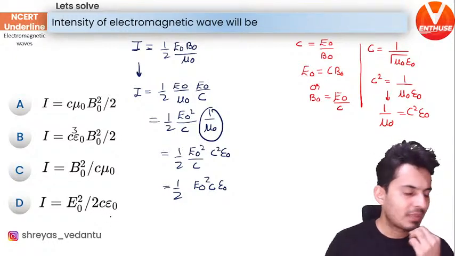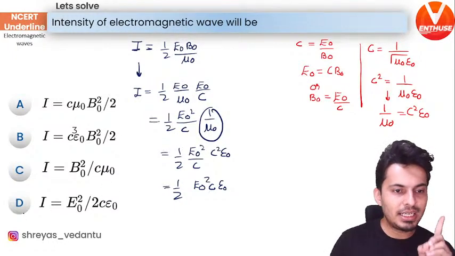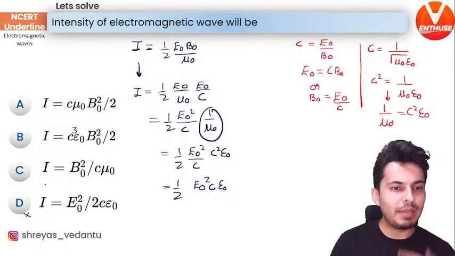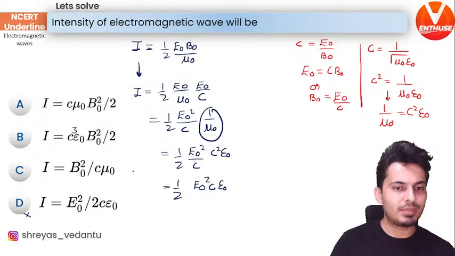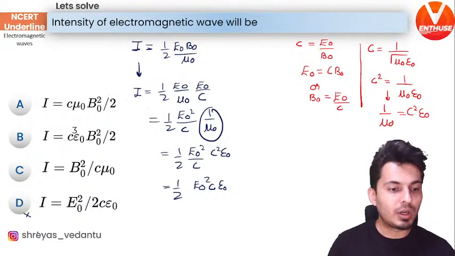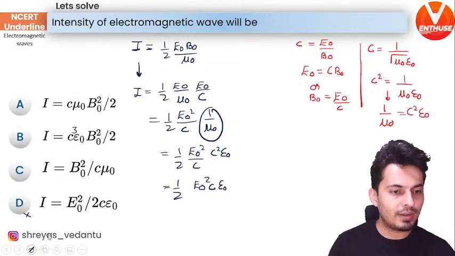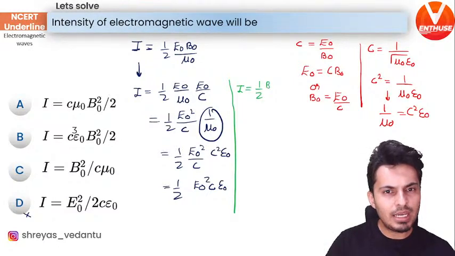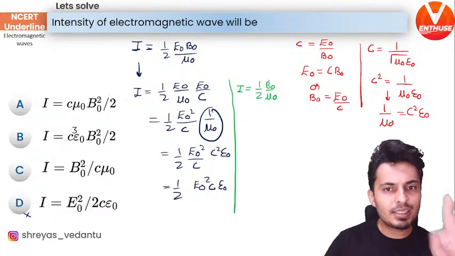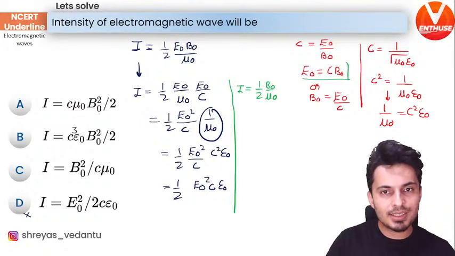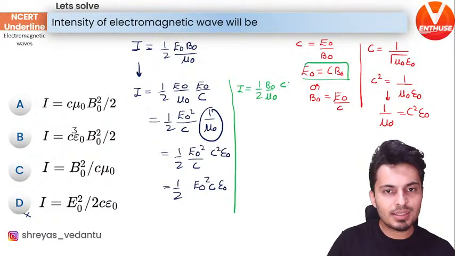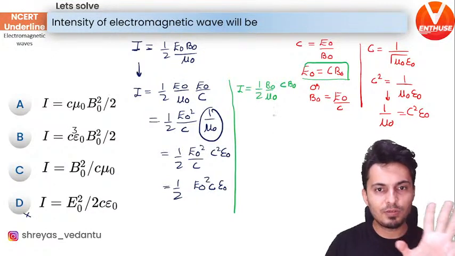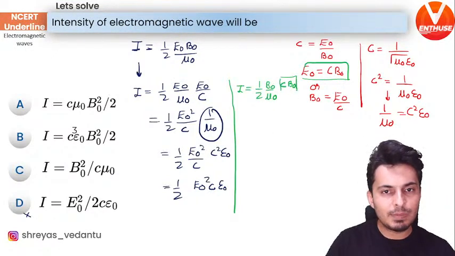Okay, so just see this option D. Definitely it is not matching. Probably we need to get rid of something else. Maybe we'll get rid of E naught then. So let's try and get rid of E naught. I'll just draw it with a different color now. So intensity will be half B naught by mu naught. Instead of E naught, I can put it as C B naught, correct? Instead of E naught, I've just put it as C B naught.